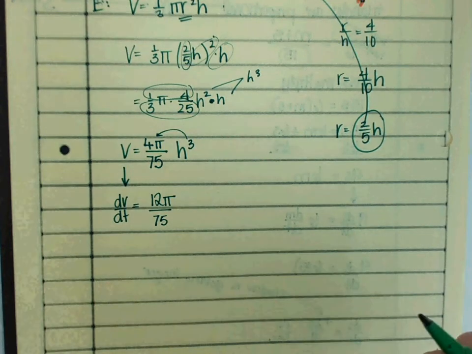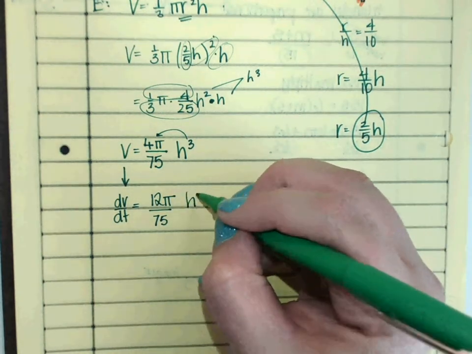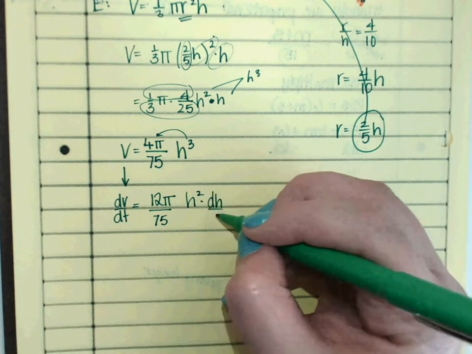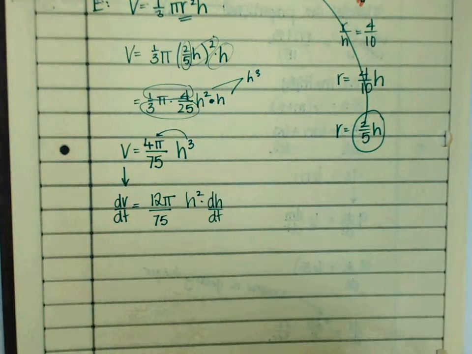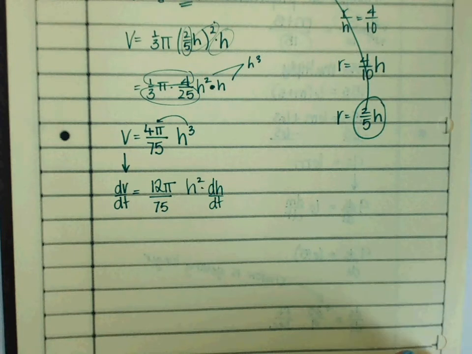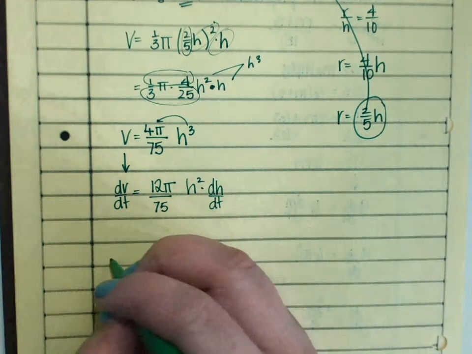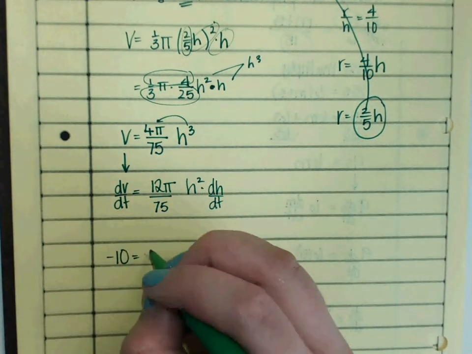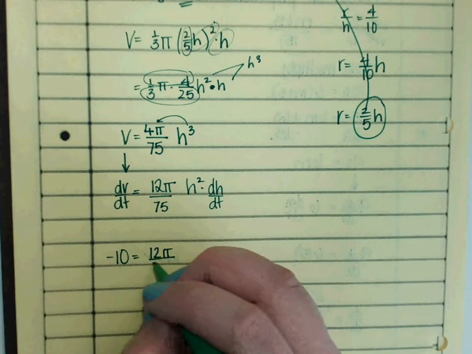Okay, and then what's my new power on h cubed? Squared times dh dt. And then from there, now I know all the stuff I need. I can solve for dh dt. What is dv dt? We said 10. Negative 10. 12 pi over 75.